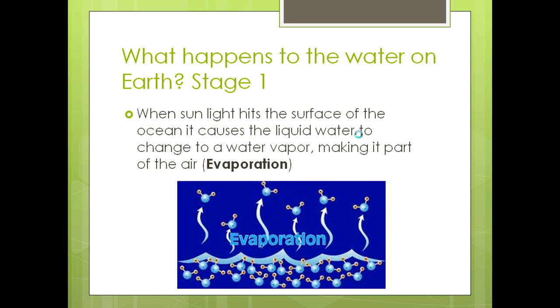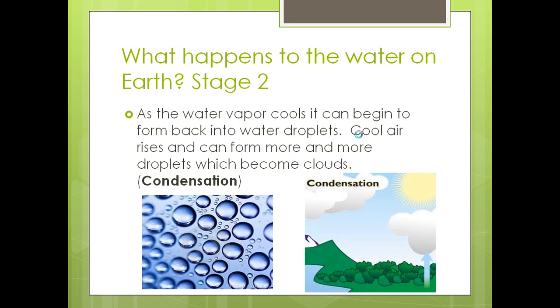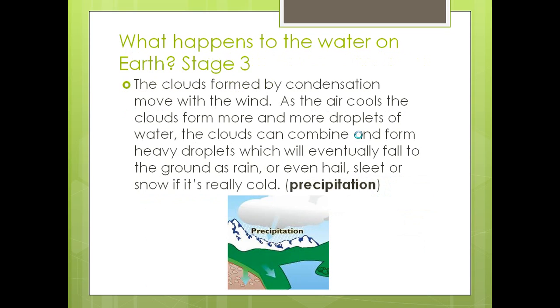So the water on Earth, this first stage we'll go over is evaporation. And this is when the sun hits the surface of the ocean, and it causes the liquid water to turn into a water vapor, making it a part of the air. The second stage, the water vapor begins to cool and form back into water droplets. And this is known as condensation. So this cool air rises, and it continues to form more and more droplets, which then we see in the sky as being clouds.